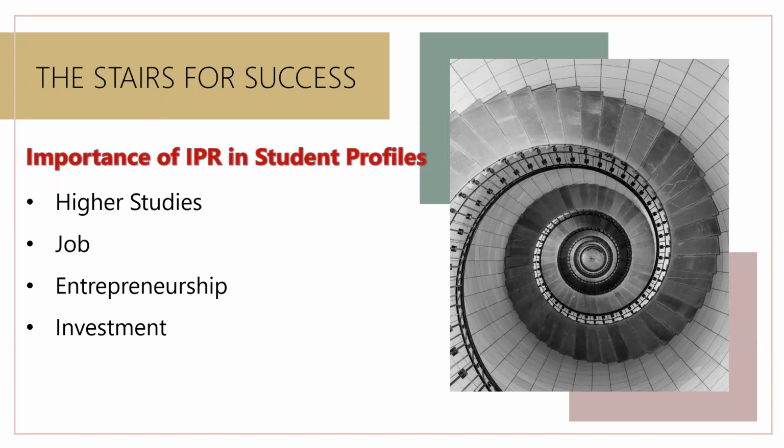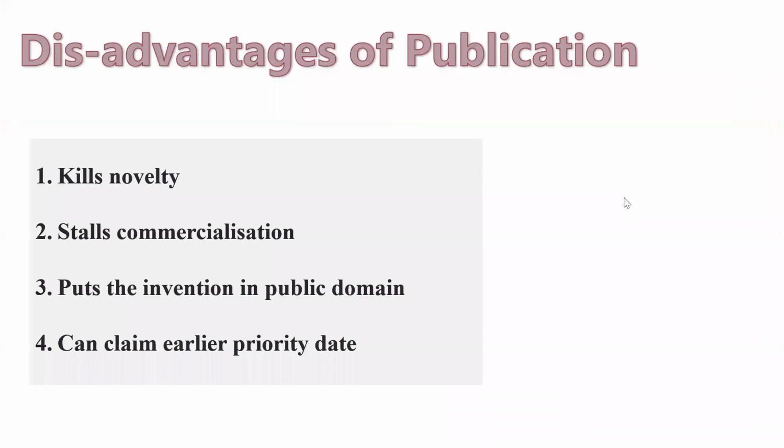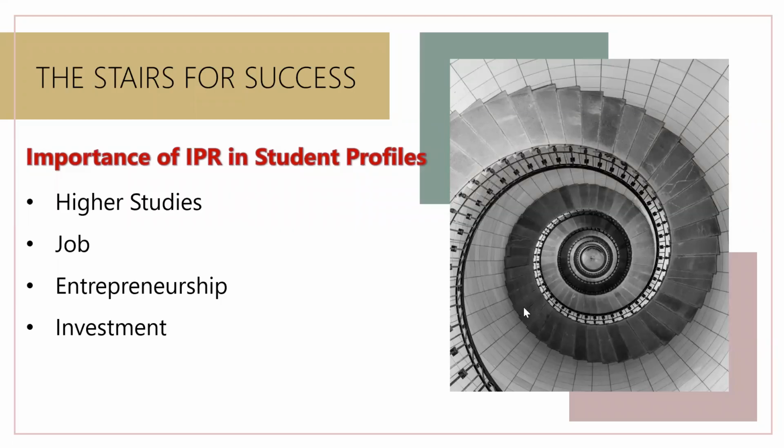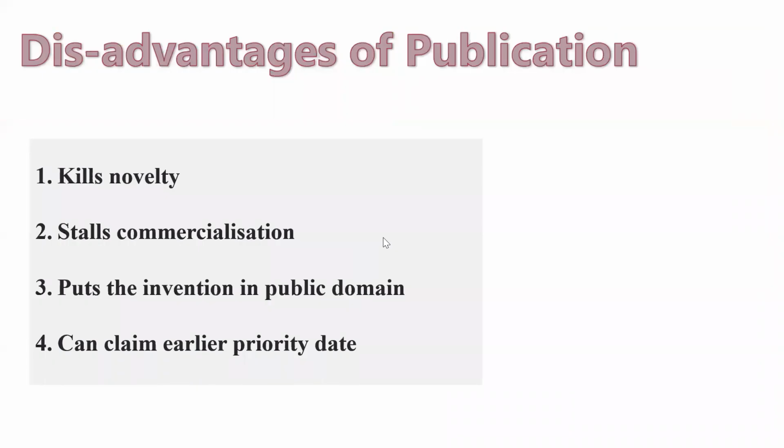So sometimes people compare the publication and the patent. But suppose I go for publication and then I think now I want to file a patent, it is not possible, because once we publish our research work or any of our work, it will kill your novelty, and it will prevent the commercialization. If it is published, that means it is already in the public domain, so you cannot claim it as your work.